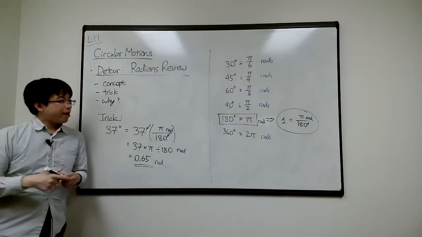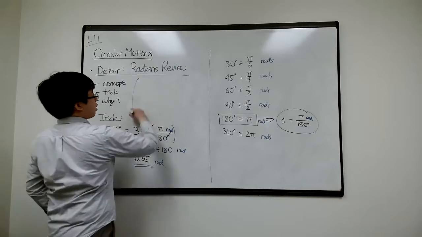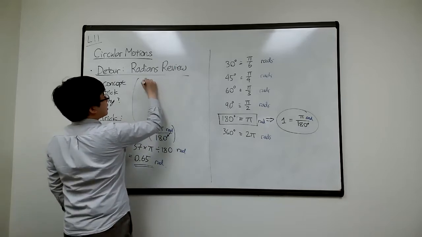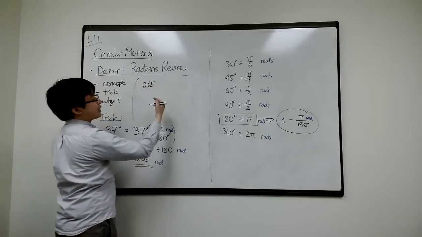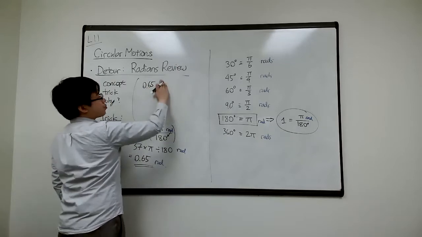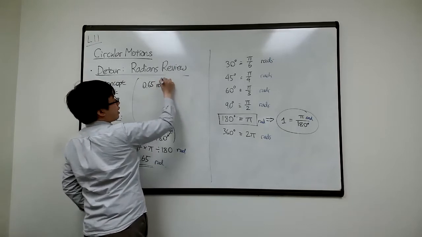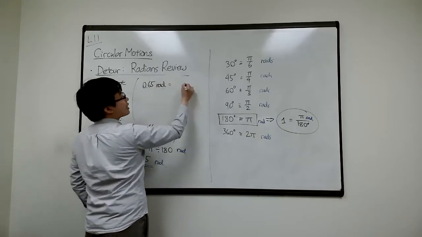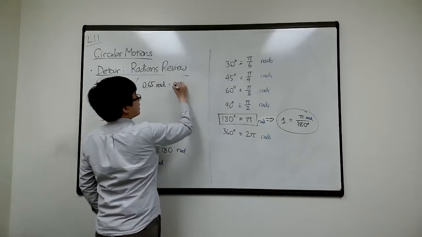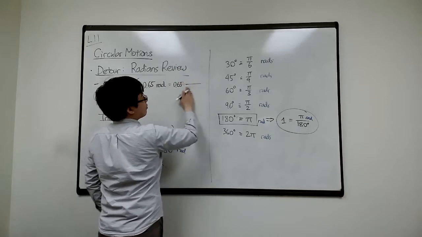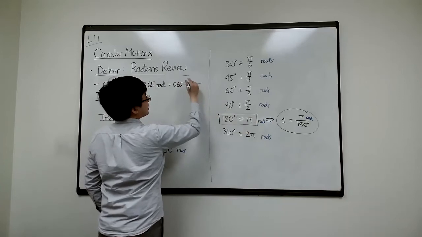If you want to go the other way around, if someone says, can you tell me what 0.65 radians is in degrees? So now, if you're not comfortable, you can start by writing down radians, and you would like to say, hey, I would like to get rid of the radians. So I want to divide by something that has the units of radians.